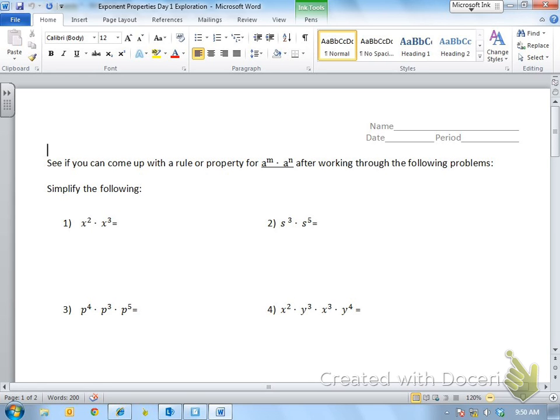We do know what x squared means. What does x squared mean? X times x. Okay? And that means x cubed is? So how many do we have total? 5.